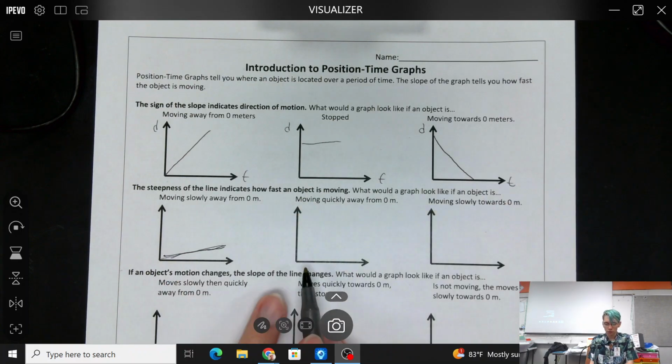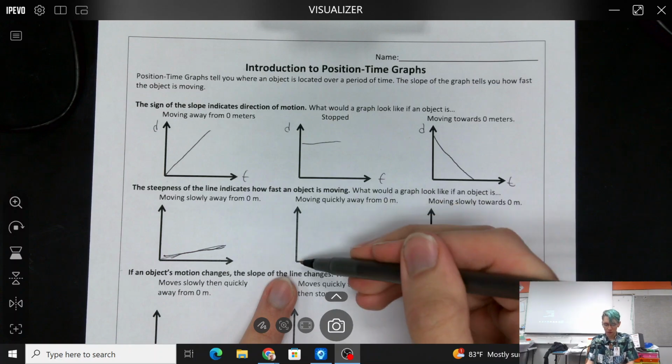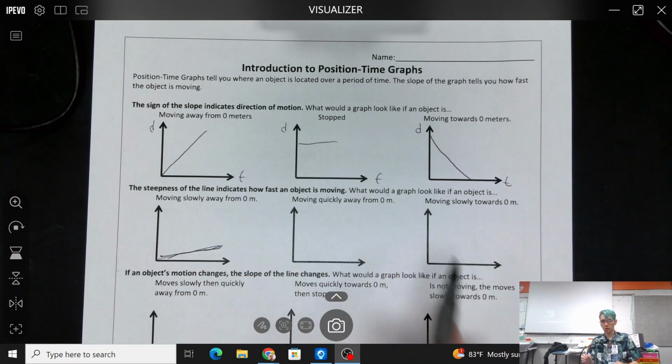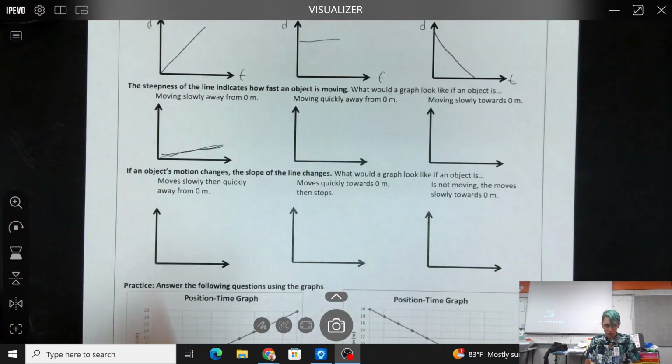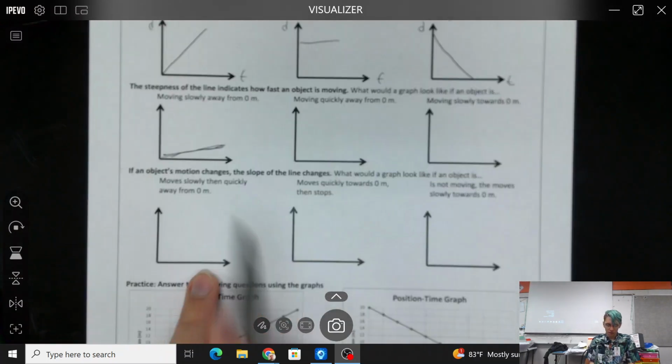What do you think it's going to be if it's moving fast? And then, what do you think it's going to be with those two? Try those on your own. We have a key for y'all to check this after we finish. Then let's talk about how it changes.